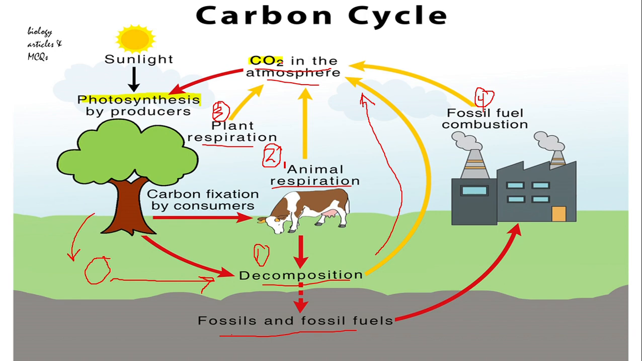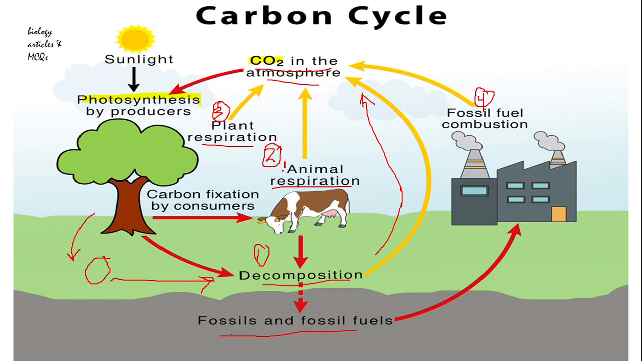Here it is a cyclic process: how carbon dioxide changes into carbohydrates, and the carbohydrates again change into carbon dioxide. Or different processes we have studied here are increasing the amount of carbon dioxide in the atmosphere. So let's summarize that.